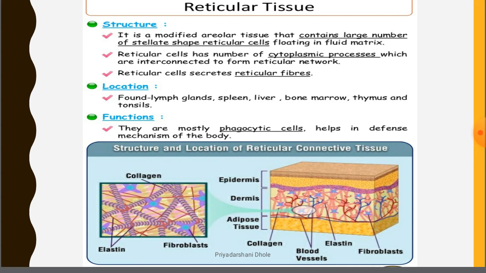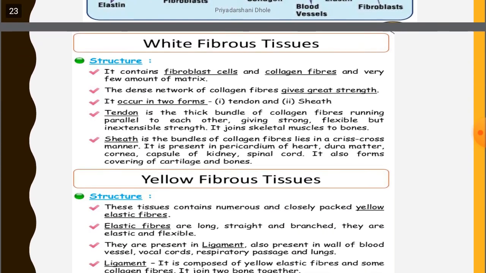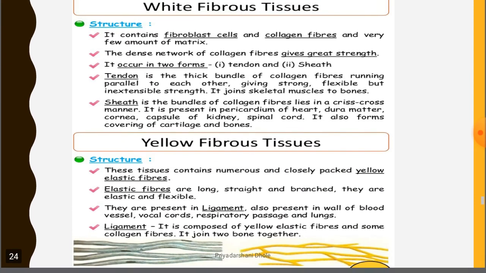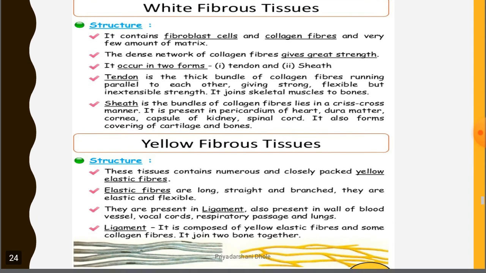Location: they are found in the lymph gland, spleen, liver, bone marrow, thymus, and tonsils. They are mostly phagocytic cells and help in the defense mechanism of the body. This is the reticular cells. Then white fibrous tissue and yellow fibrous tissue.